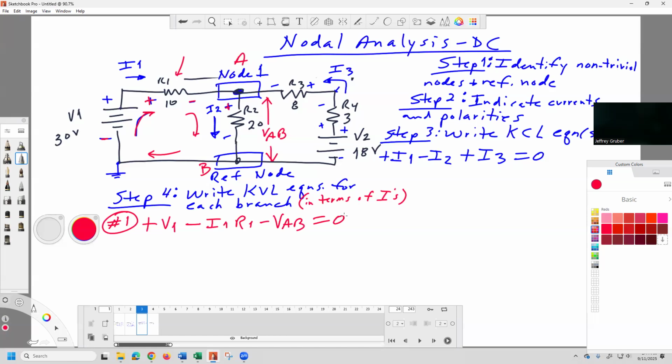And do you see where we're going with this? We want to find VAB. So we're going to end up with an equation. We're going to solve for VAB. Number these equations. So the number 2, here's a branch right here. Oh, look, here's another branch. We're going to do a rise, going from negative to positive, plus VAB. And then we're going to go back through here and we're going to have a drop. Minus I2R2 equals 0.